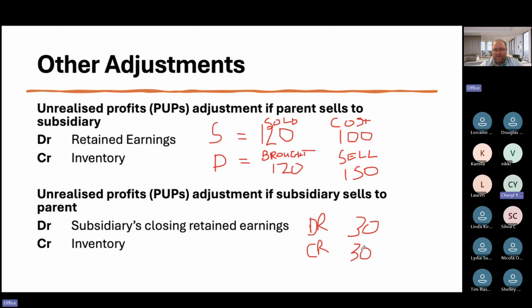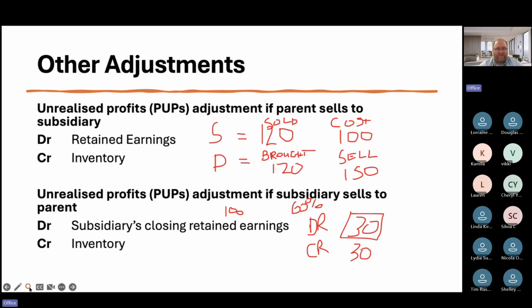But then when we start looking at working out what the group-wide retained earnings are, we're not taking this 30, are we? Because that's the subsidiary's retained earnings. Let's say we own 60%. The impact to the group is 60% of that 30, which is 18. Yeah, it makes sense. Whereas up here, if we did it the other way round.